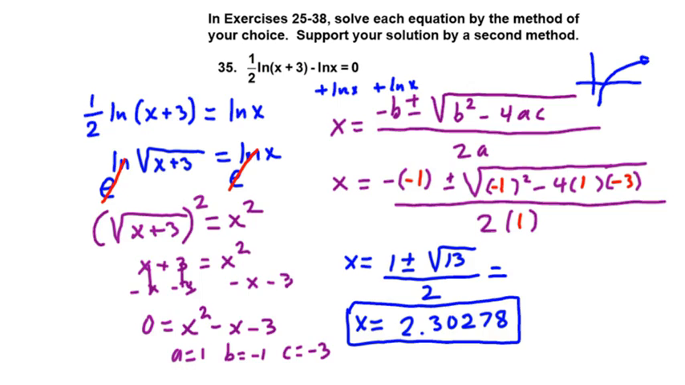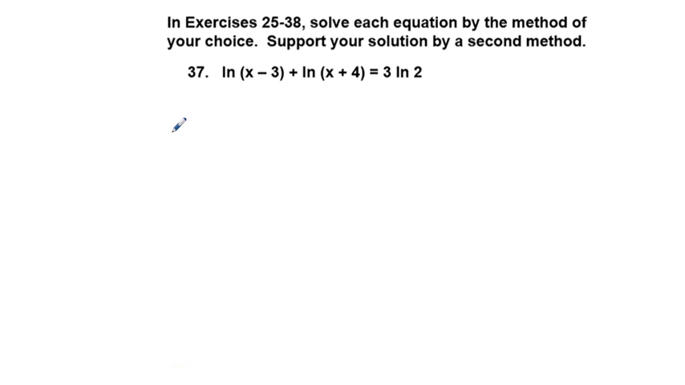Okay, last odd number problem we have, which is 37. We have the natural logarithm of x minus 3 plus the natural logarithm of x plus 4 equals 3 natural logarithm of 2. And so we can rewrite and combine logarithms. I'm going to do this below. We have two separate natural logarithms we can write as the natural logarithm of the product of these two factors. So we can rewrite this as the natural logarithm of quantity x minus 3 times quantity x plus 4.